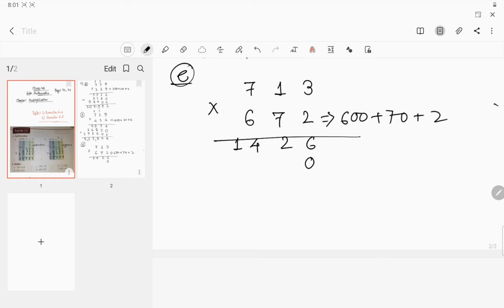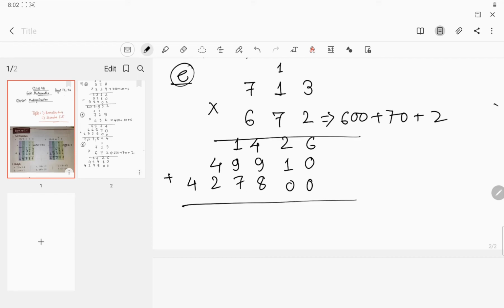So 7 3's are 21. Write down 1 here and carry 2. 7 1's are 7, and 7 plus 2 is 9. 7 7's are 49. So write down 49. Again, 713 is now multiplied by 600. That's why these two places will be 0. Now 6 3's are 18 and carry 1. 6 1's are 6, and 6 plus 1 is 7. And 6 7's are 42.